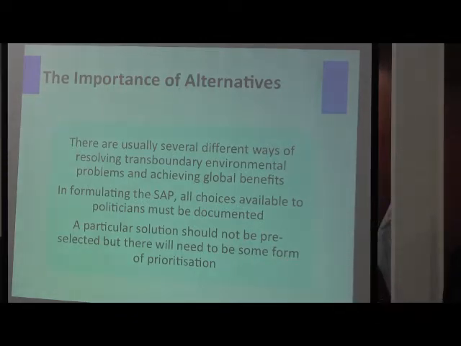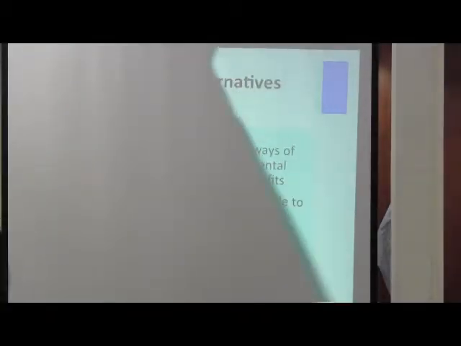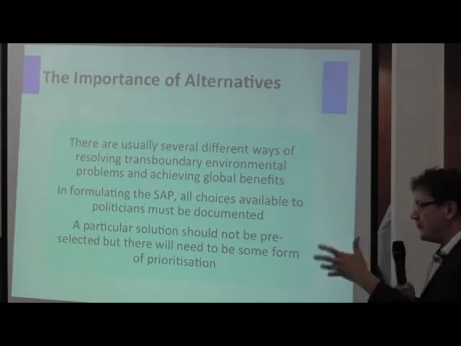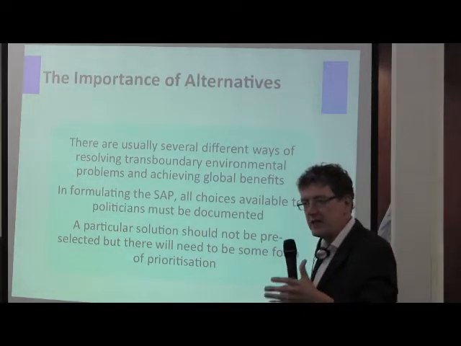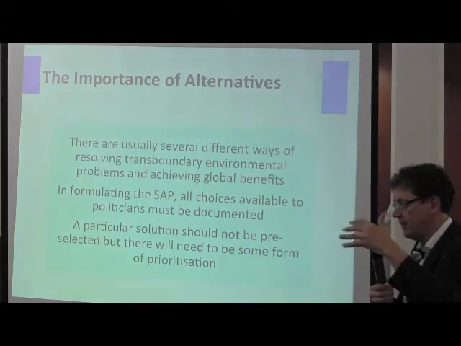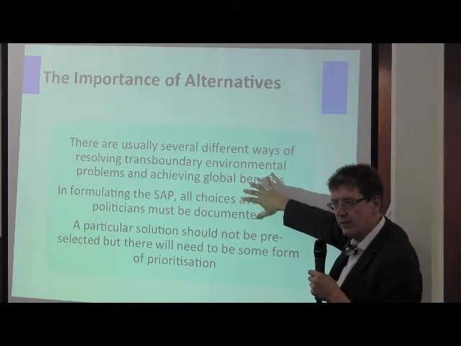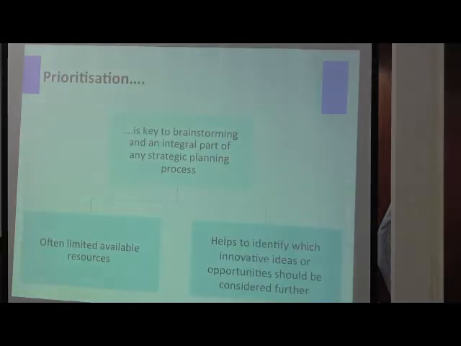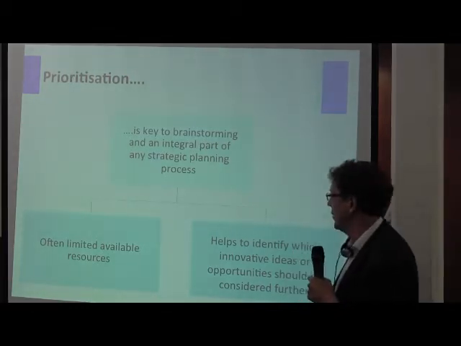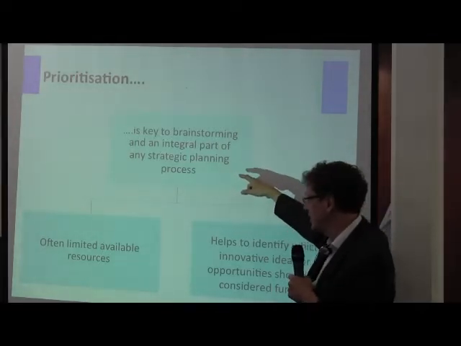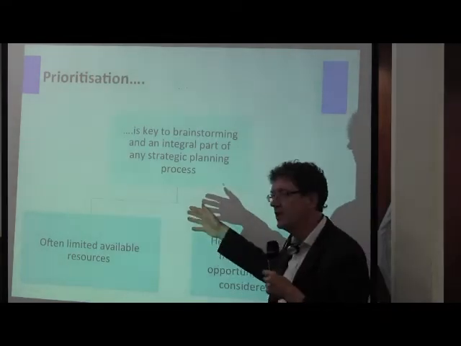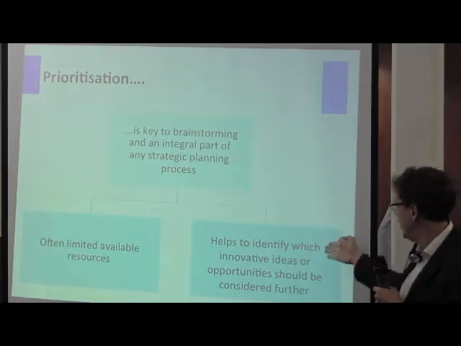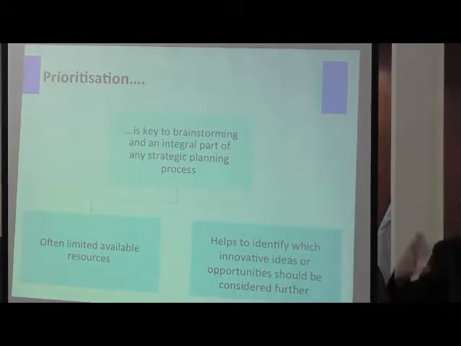but equally there will need to be some form of prioritisation. So, we've got a list over here of 20, you had 30. What we need to do is go through some kind of process that at least prioritises them and says, from our perspective as a group of experts, we consider that these are the highest priority, medium priority, low priority. But they should all be available for decision makers. I talked about this before lunch. Prioritisation is key to brainstorming and an integral part of any strategic planning process. And I've already covered this, but it's because there are going to be limited resources, there's only going to be a certain amount of money available, and what we need to do here is to start the process of identifying which options we can take further out of all of the options that we've got.